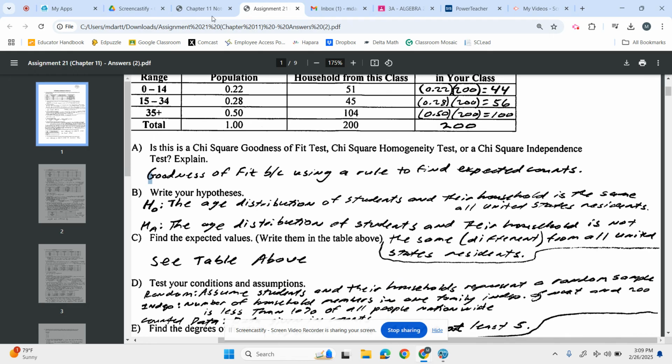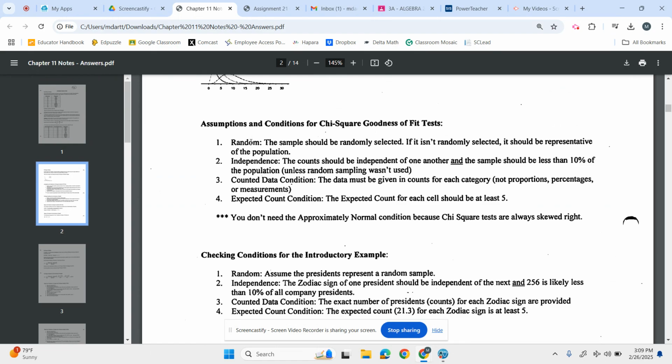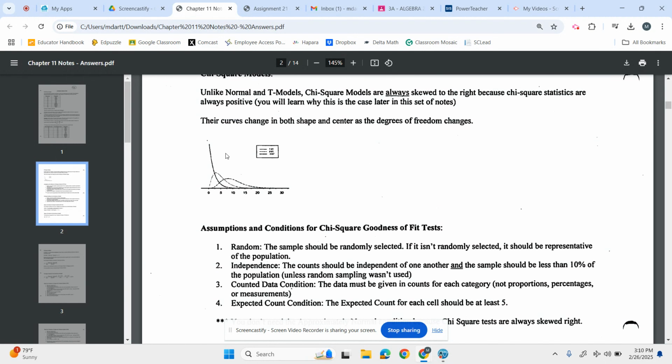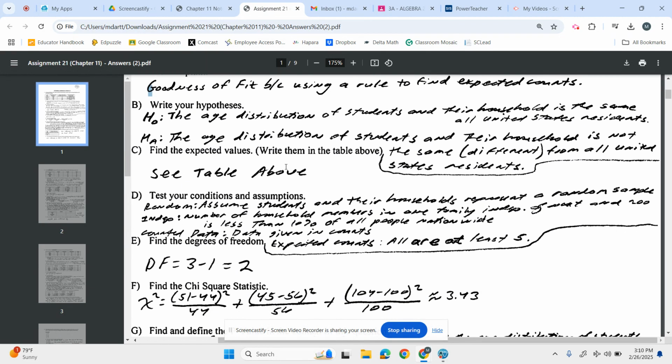All right, now we're going to test our conditions. And if I look over here at the notes, our conditions are random, independence, the data must be counted, and your expected counts must be at least 10. You do not, remember, have to test for approximately normal because the data is always skewed right. Always skewed right. So in this case, we have to assume that the students and their households were randomly chosen. They represent a random sample. The number of household members of one family should be independent of the next.